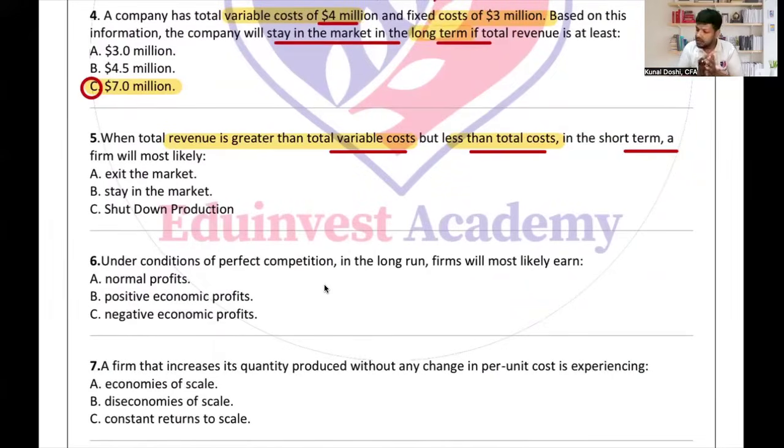You will continue staying in the market in the short run, isn't it? Yes, in the short run, you will stay in the market. In the long run, you will shut down. In the short run, you will stay in the market. But if it is below total variable cost, you will shut down. Got it, everyone? Right? Clear?